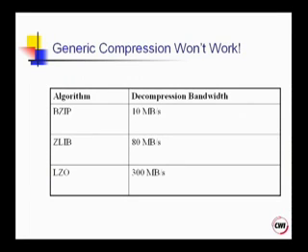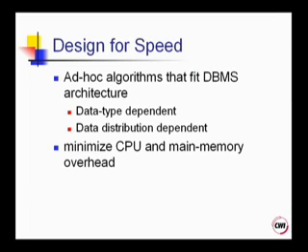And clearly, generic compression algorithms won't work for this scenario, as you can see in these example decompression speeds. Even LZO, which is considered very fast, doesn't achieve the speeds we want. So we're going to design our algorithms for speed. That means that they are very simple. We exploit knowledge that we have in a database.